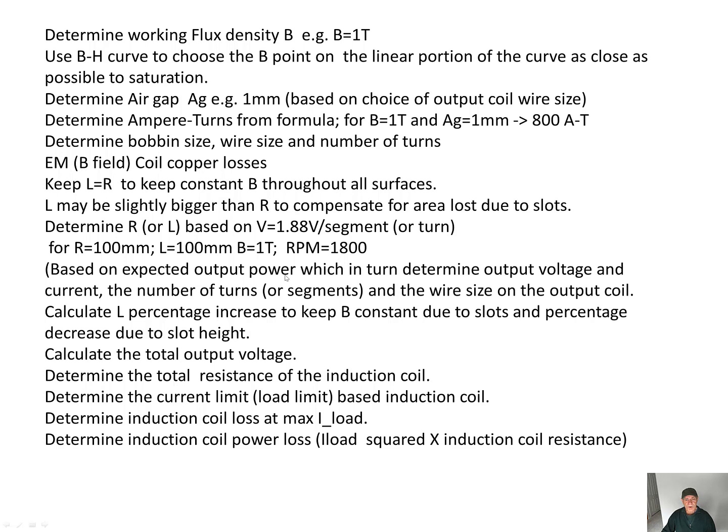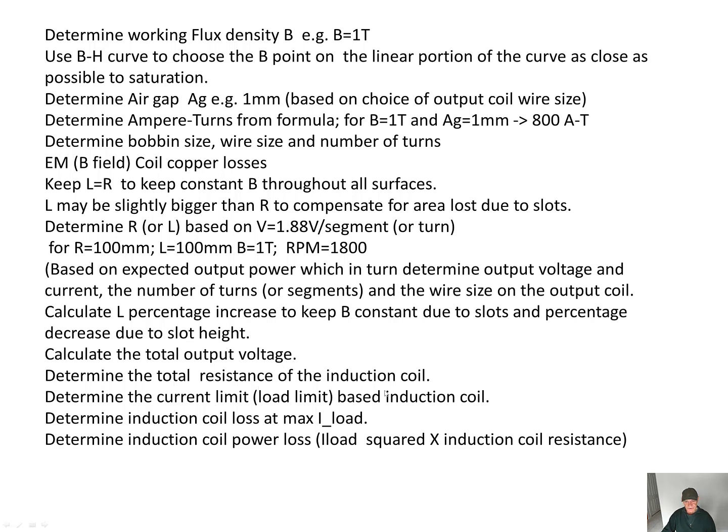Based on the expected output power, which in turn determines the output voltage and current, determine the number of turns or segments, and the wire size on the output coil. Calculate the L percentage increase to keep the B constant due to slots, and the percentage decrease due to slot height. Calculate the total output voltage.